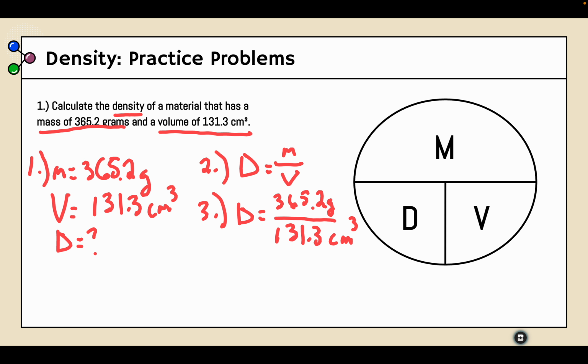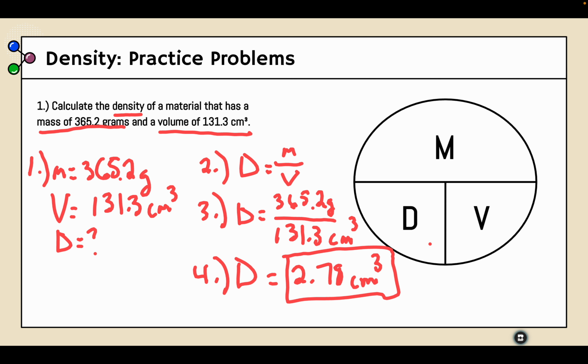So with my calculator, I'm going to take 365.2 and divide it by 131.3, and for my answer, I'm going to round to 3 sig figs. So step 4, I get my answer. Density equals 2.78 grams per centimeters cubed. So there you have it. That is how we would calculate density in this particular problem.